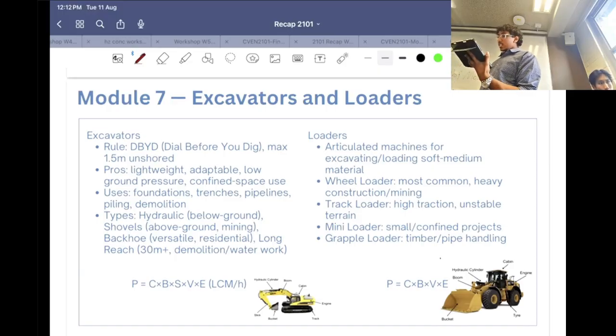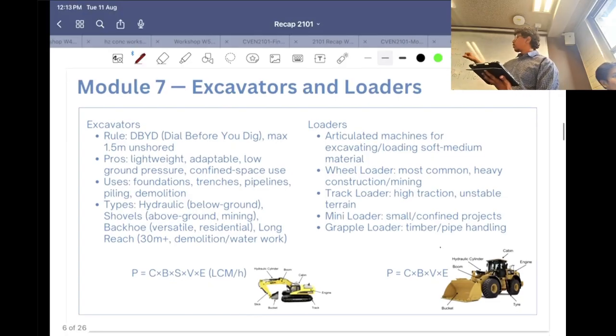For loaders, it is more for excavating and loading soft to medium materials. Then there's 4 different types. So we've got the wheel loader, track loader, and then mini loader, and then the grapple loader. They all have their specific uses. So yeah, and then once again, the production equation in the bottom.